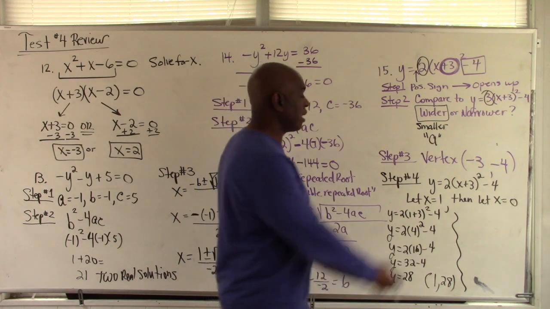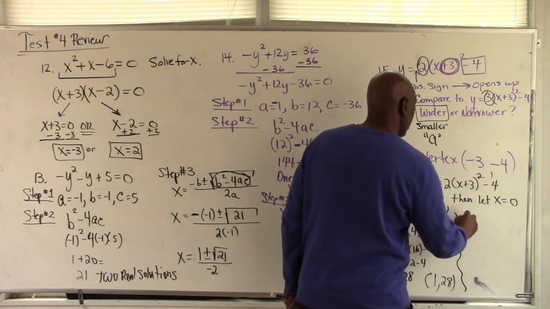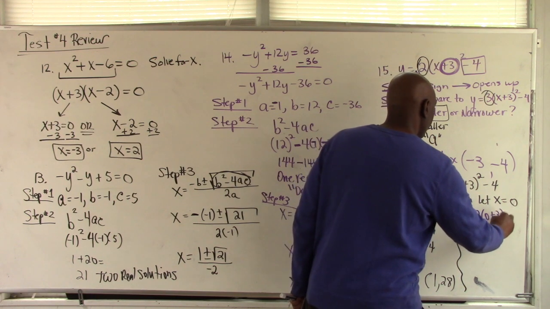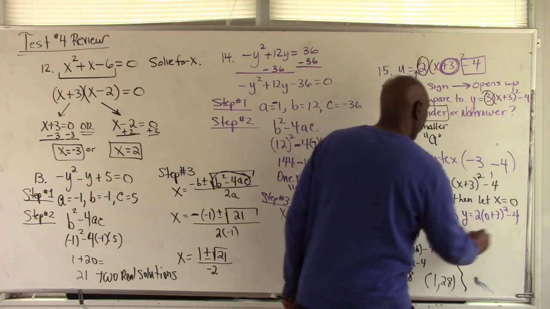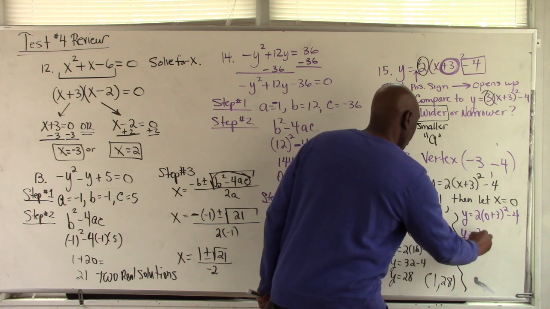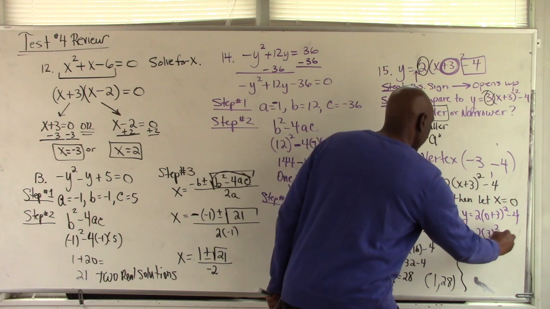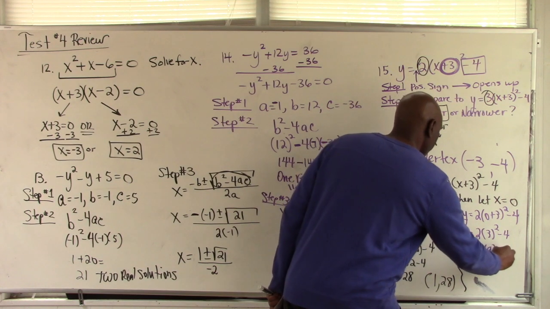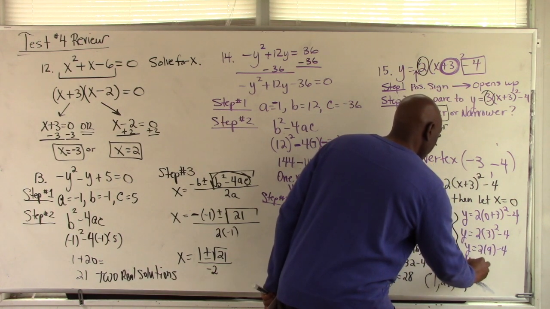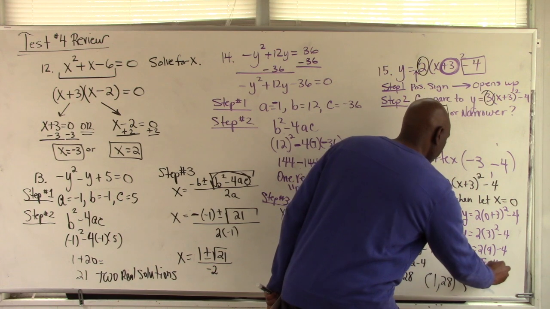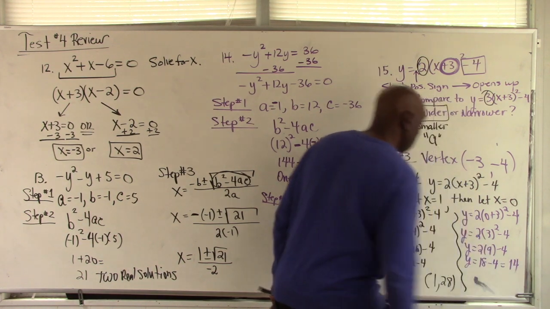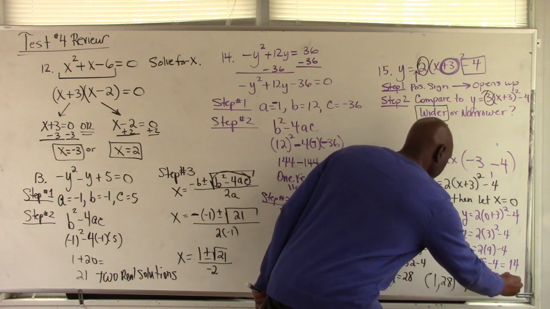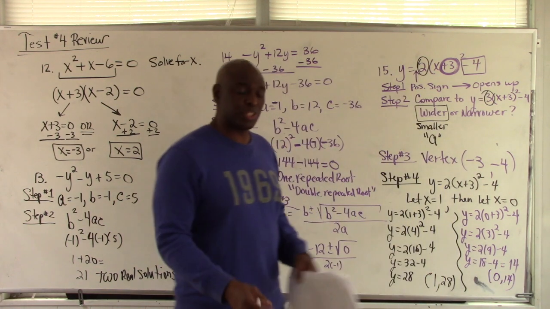On the other hand, let x equal 0. So we're going to have y equals 2 times 0 plus 3 squared minus 4. So y is going to equal 2 times 3 squared minus 4. So y equals 2 times 9 minus 4. So y equals 18 minus 4. So y equals 14. So there's my other point. So the other point is 0 comma 14. And so those are two additional points.